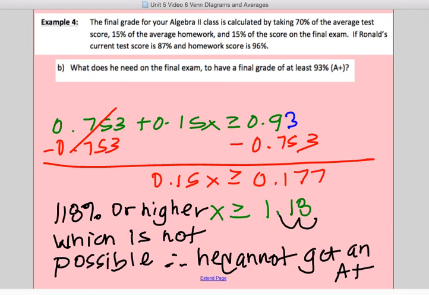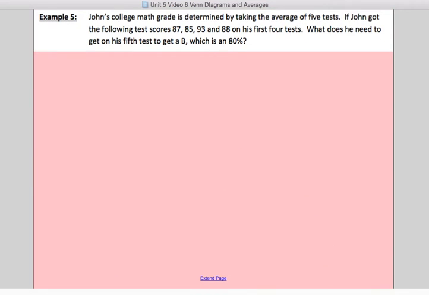Okay. All right, one last type of average problem. John's college math grade is determined by taking the average of 5 tests. He has his scores for his first 4 tests: 87, 85, 93, and 88. What does he need to get on his 5th test to get a B, which is an 80%?